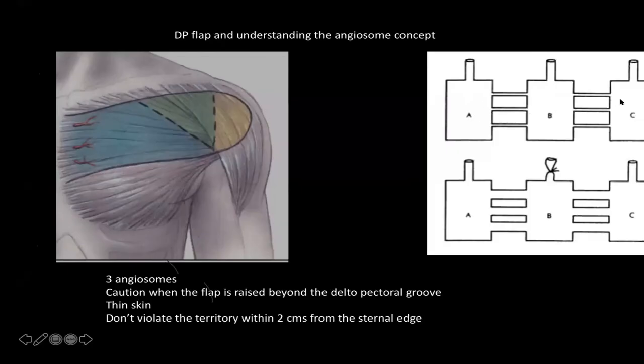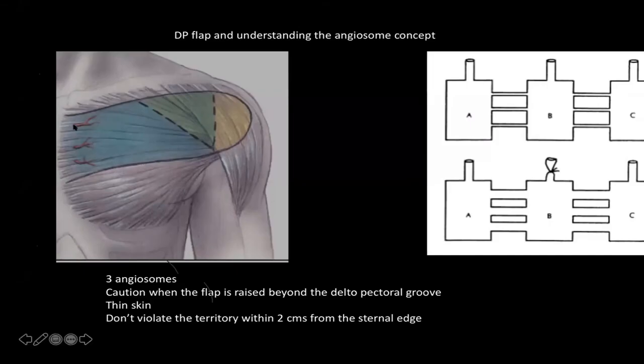But you cannot take the skin supplied by angiosome C, because the pressure to drive the blood across angiosome B to angiosome C does not exist unless you delay the flap. So you can capture reliably two angiosome territories if the proximal angiosome is preserved. And that's where the understanding of the deltopectoral flap is very important.